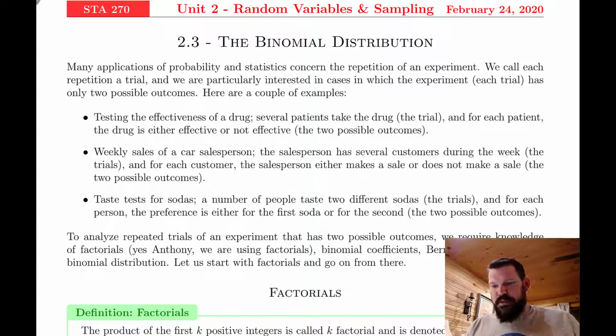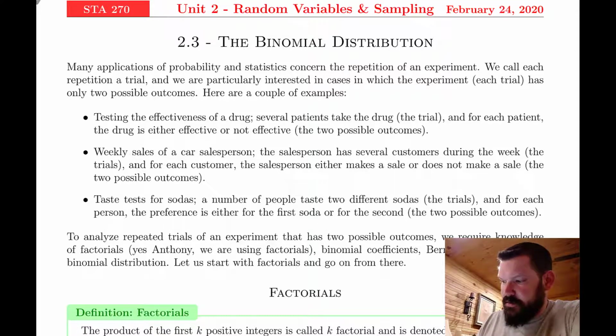So what we're interested in right here, we're going to talk about what are called Bernoulli trials. A Bernoulli trial is a case where an experiment only has two possible outcomes, and we repeat that experiment over and over and over, flipping a coin, heads or tails. Those are the only two possible outcomes. You can see three more examples right here in these bullet points.